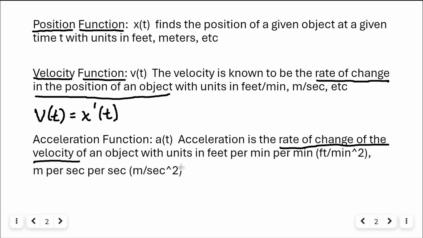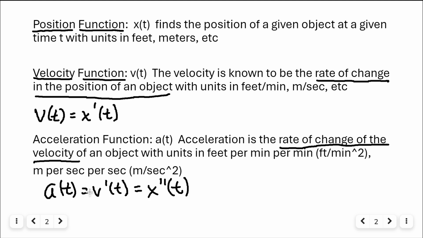Now, acceleration is the rate of change of the velocity. But rate of change means slope, and slope means derivative. So to find a of t, you're going to derive the velocity function. Or instead of deriving the velocity function, you could also derive the position function twice, right? The first derivative of the position would be the velocity, and then the next derivative of the position, or the first derivative of the velocity, is the acceleration. And that's the concept that we're going to use here to figure out what all these functions are.